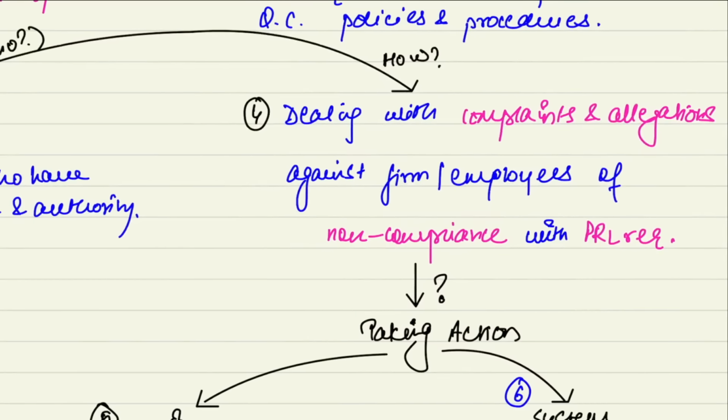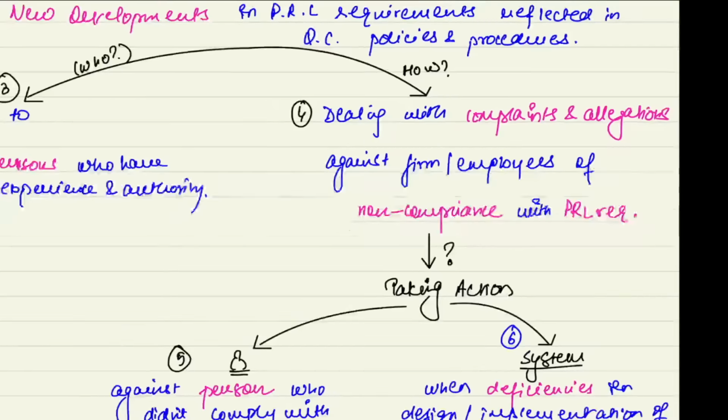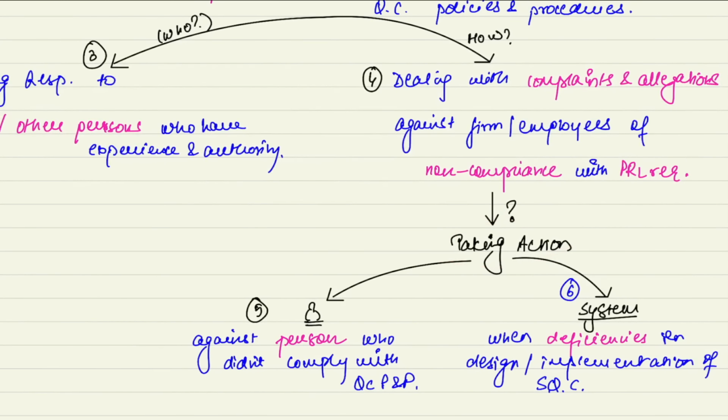How will they do it? When they are dealing with the complaints and allegations, they will take action. Whenever they are dealing with the complaints and allegations and they see there is non-compliance, they will take action. Action, again, the same thing which I covered before: action against the person who did not comply with the policy, or action against the deficiencies in the system of quality control.